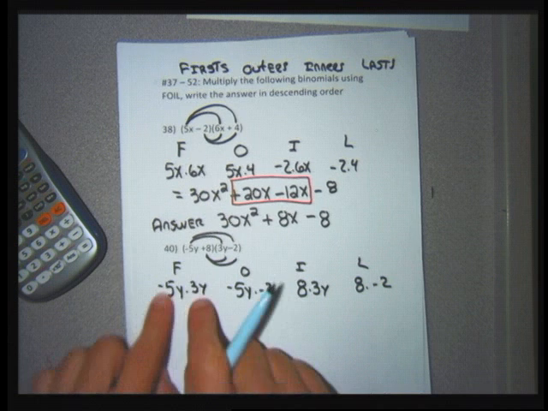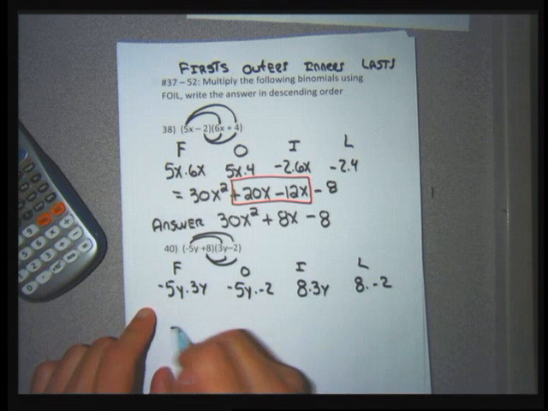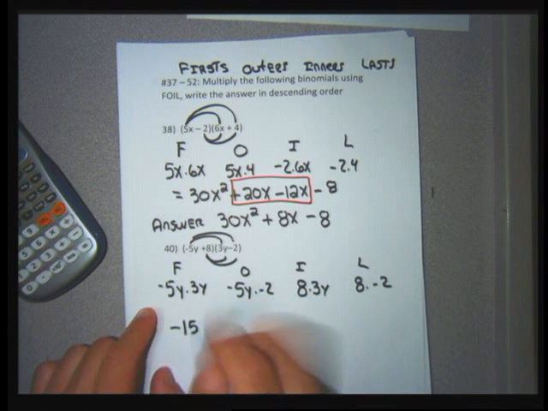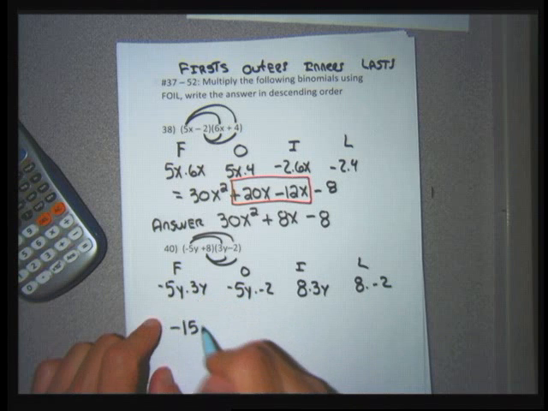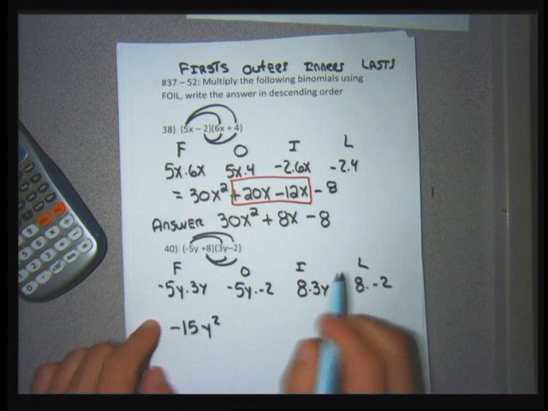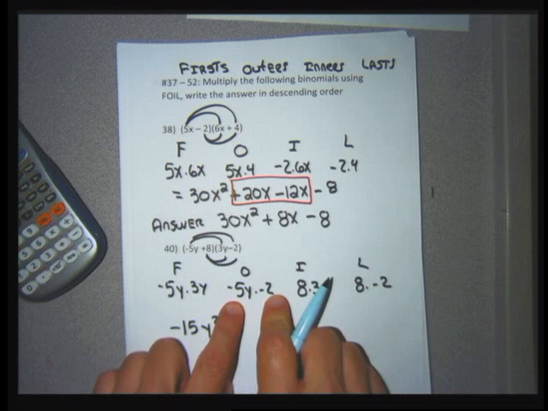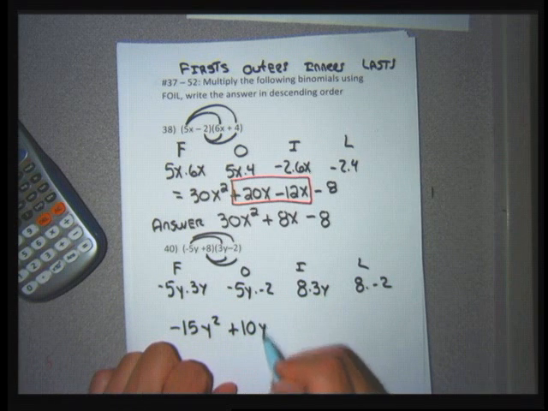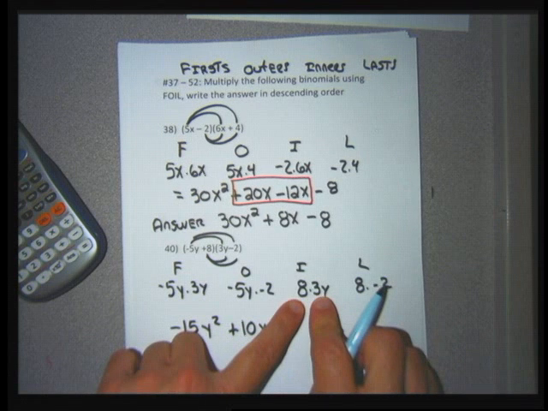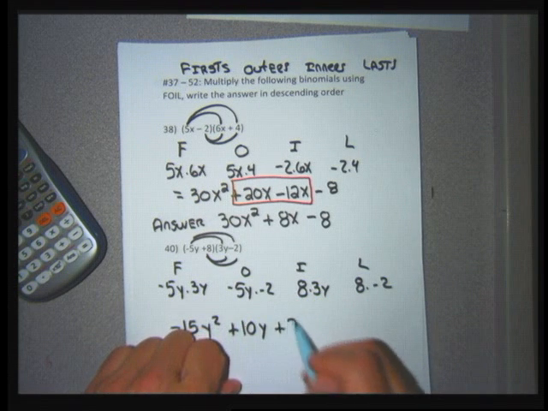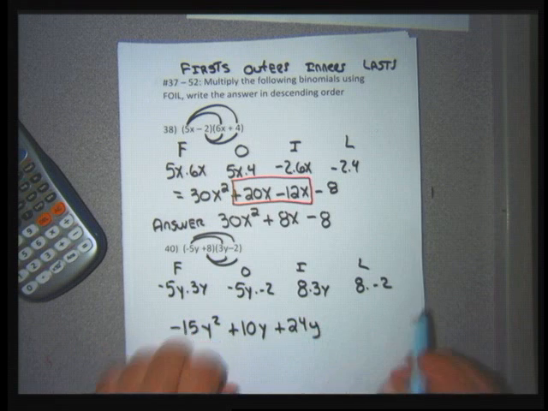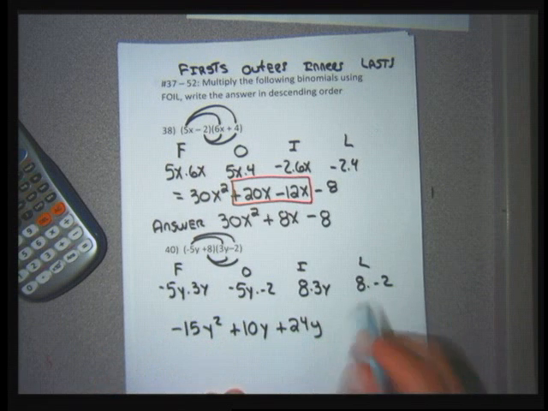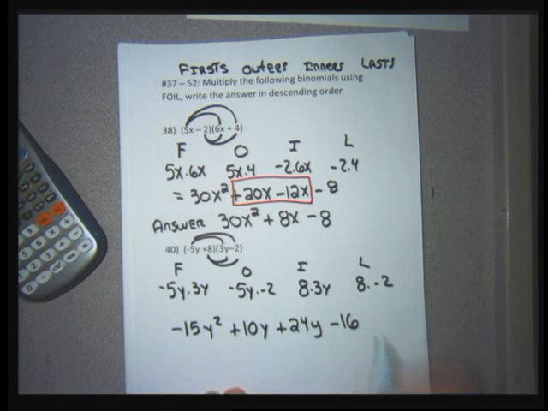First multiplication, I go negative 5 times 3 is negative 15. I add the exponents on the y's. Y times y is going to give me a y squared. Second multiplication, negative 5 times negative 2 is positive 10. I leave the y but don't change the y. Third multiplication, positive 8 times positive 3 is positive 24. And I leave the y. Last multiplication, positive 8 times negative 2 is negative 16.